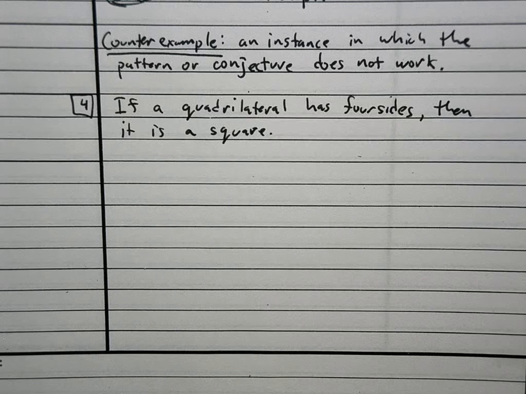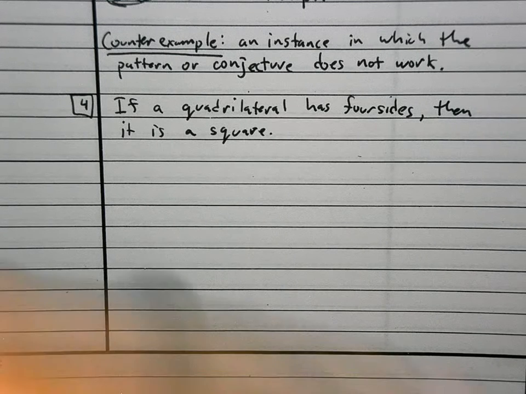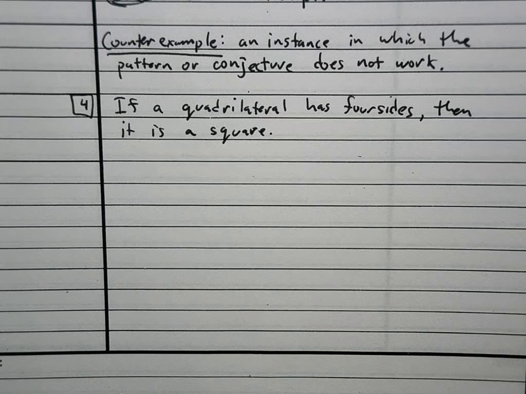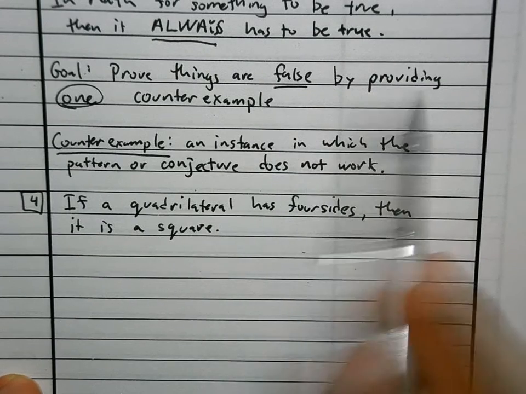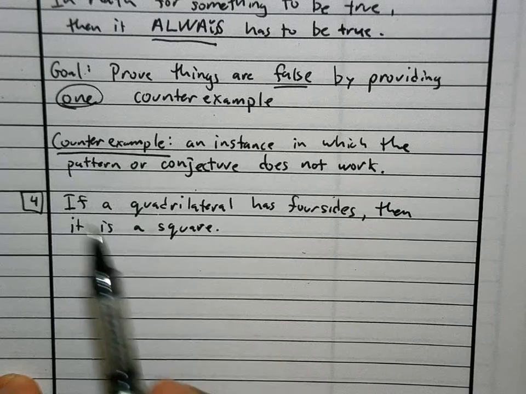If a quadrilateral has 4 sides, then it is a square. What could it be if it has 4 sides? Give me an example where it has 4 sides and it's not a square. A rectangle. Is that the only counterexample you can come up with? Rhombus. A rhombus. It could be a rhombus. What else could it be? Kite. A kite. Parallelogram. A trapezoid. It could be any of those shapes. Do I have to provide all 5 of those? No. All we have to do is prove things are false by providing one counterexample.